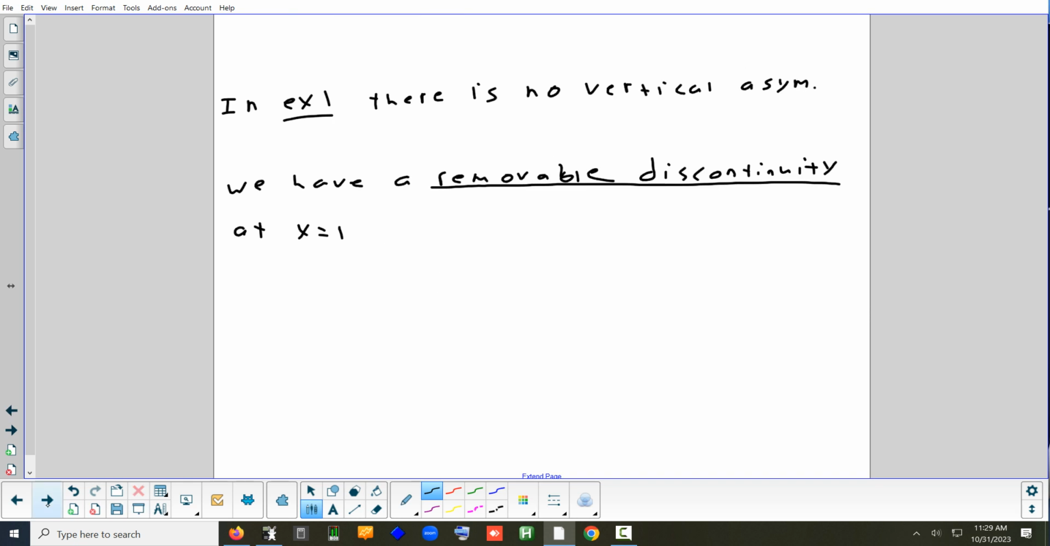Okay, so the real name for that, it's called a removable discontinuity. That's the name of a hole. It's called a removable discontinuity. So if you see a question on the test in the homework that says, does the following graph have a removable discontinuity? It just means, does it have a hole? That's all.